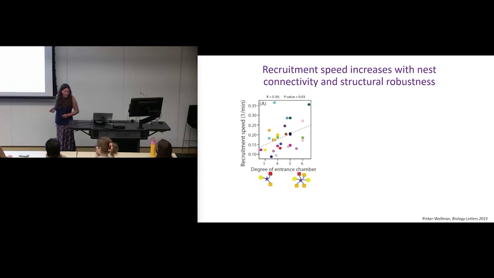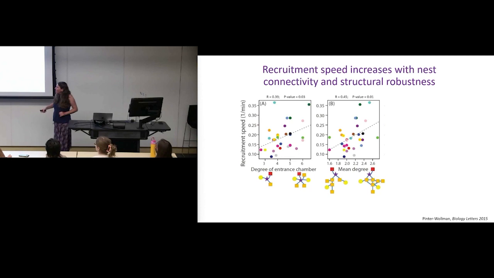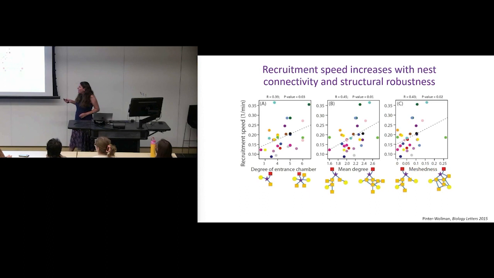Overall connectivity, so how much all the other chambers are connected to one another, also correlated nicely with foraging speed. And finally, these cycles that I mentioned, the more of these cycles that we have, the faster recruitment we see again. We have more paths that connect between the different chambers, and there's redundancy and robustness there.